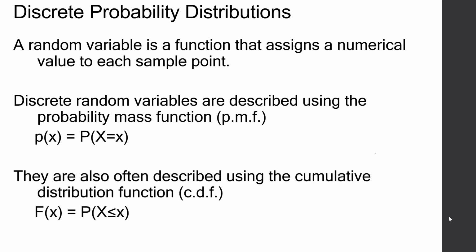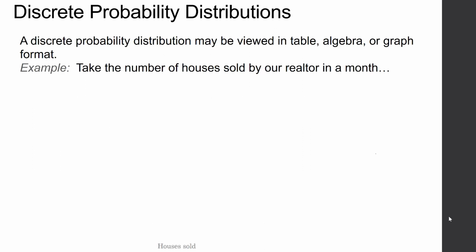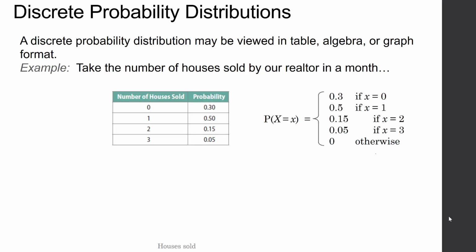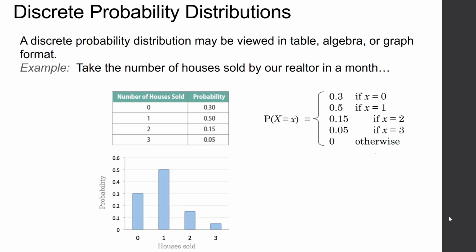They are often described using the cumulative distribution function, the CDF. So big F of x is the probability that the random variable x is less than or equal to some individual x. A discrete probability distribution can be viewed in a table, algebra, or graphical format. Take the number of houses sold by our realtor in a month. I could list it in this table, or in a function, or in a graphical format.